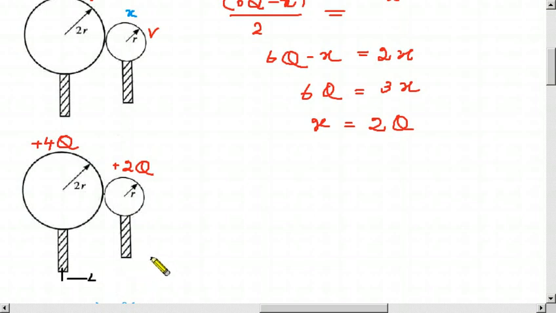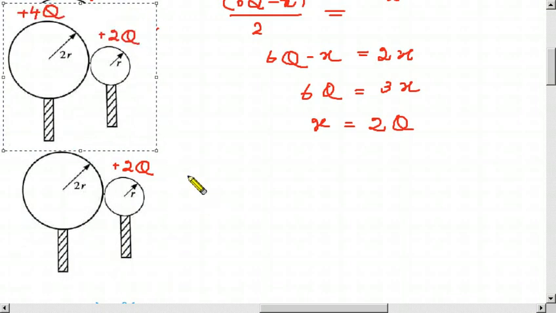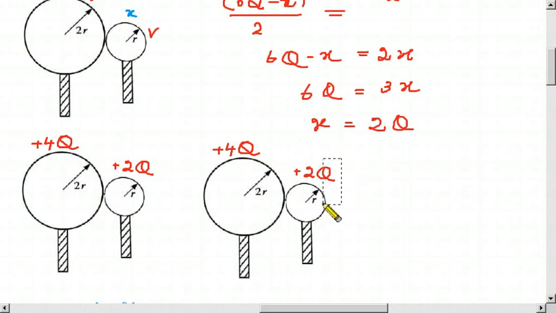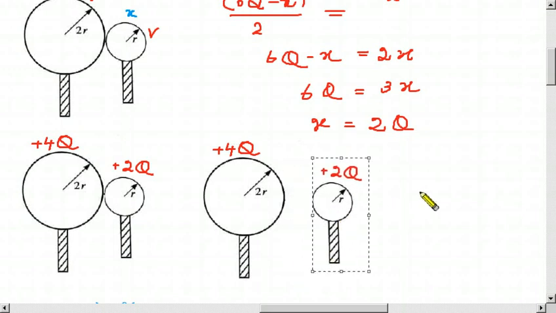After that, they don't leave it like this, they separate. After touching like this, they separate this one to a distance r. So now the distance is 2r, 2r, 4r.